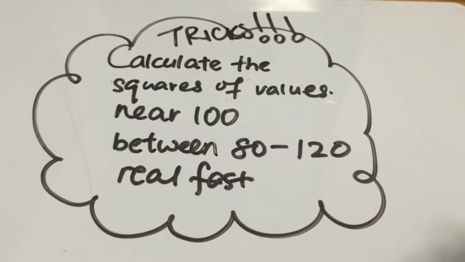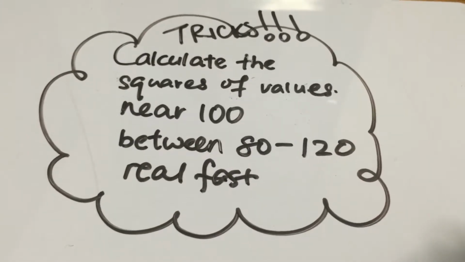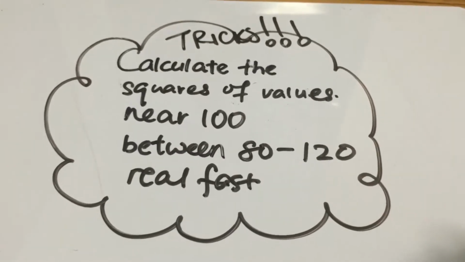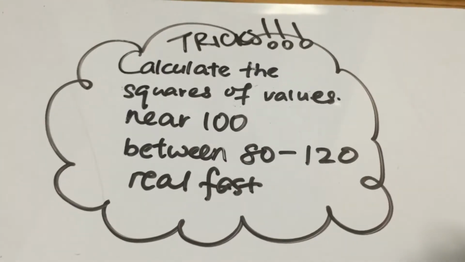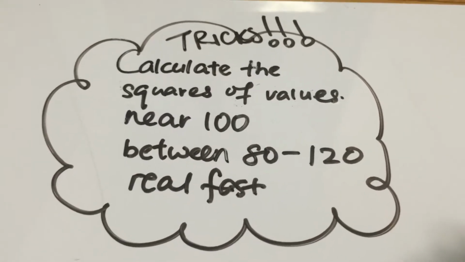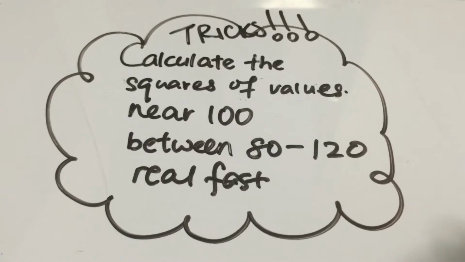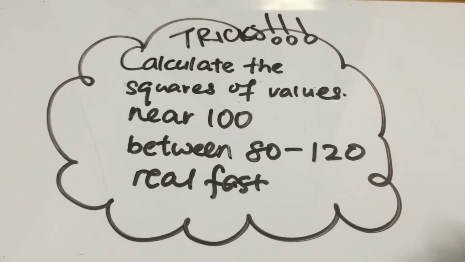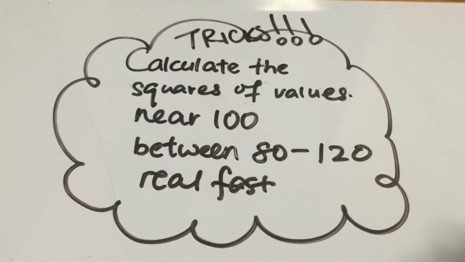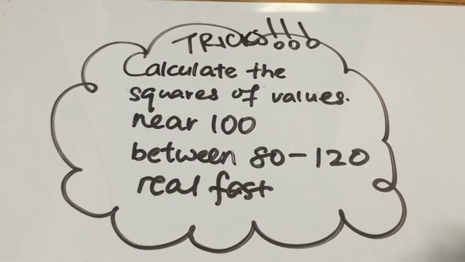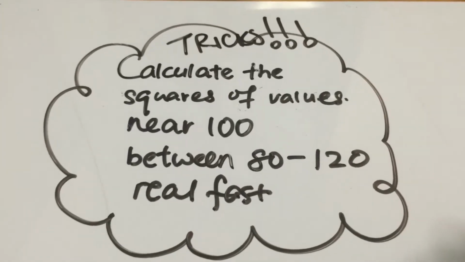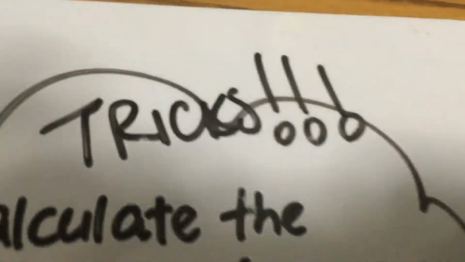And today we are going to calculate the squares of the values that are near 100, between 80 to 120, real fast. In the first part, I've shown you how to calculate the squares between 30 to 80 using the base 50, and today in this video we are going to use the base 100 to calculate the squares of the values that are near 100. So without further ado, let me show you the tricks right now.